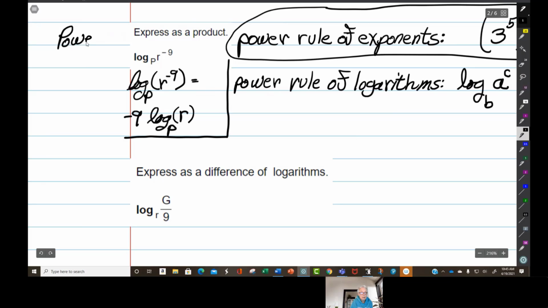Power rule, airplane mode. I forget these things. Boom. Okay. Leaving on a jet plane.